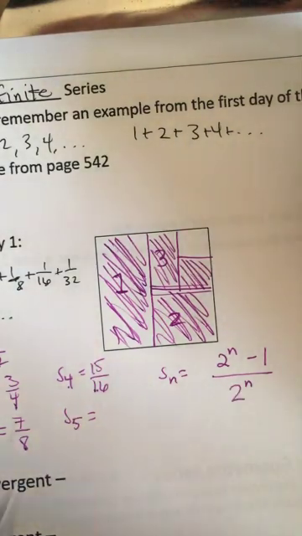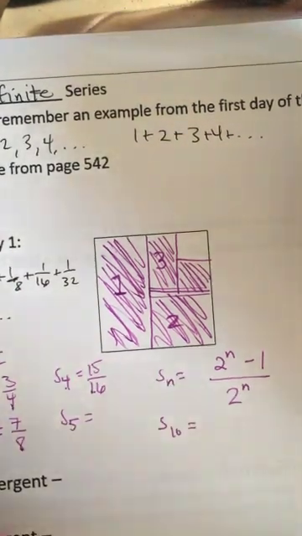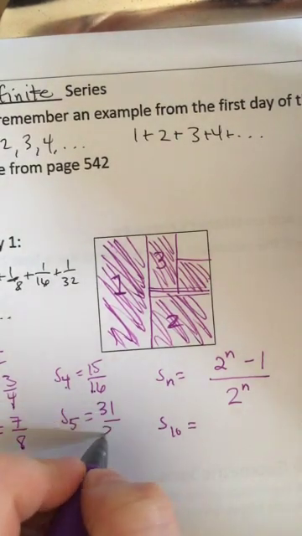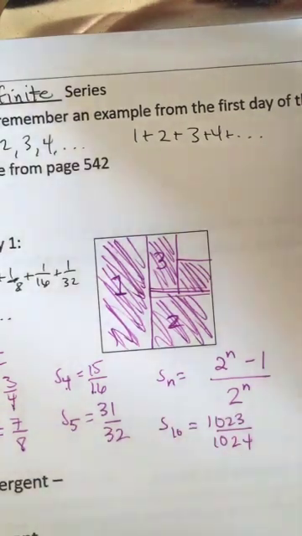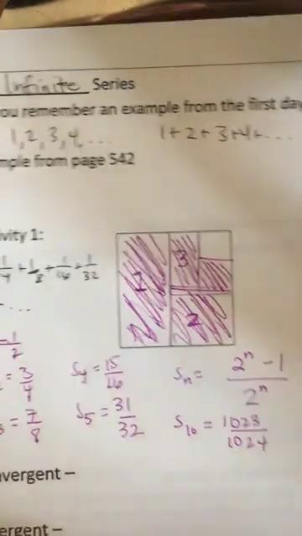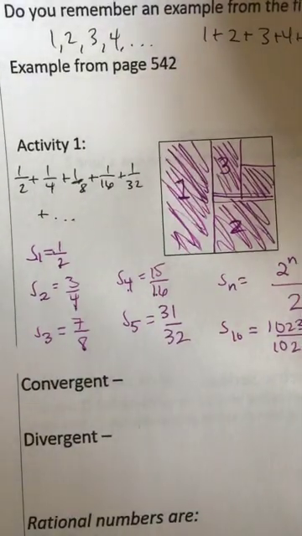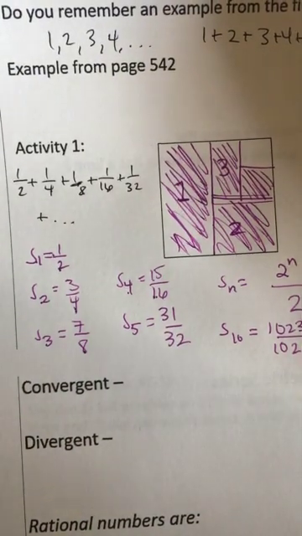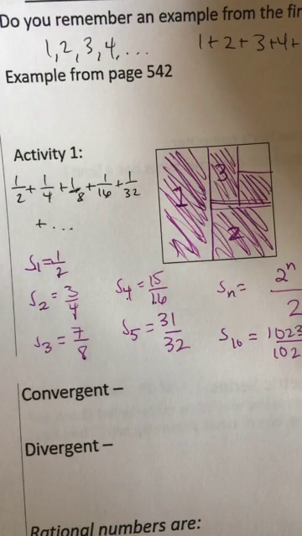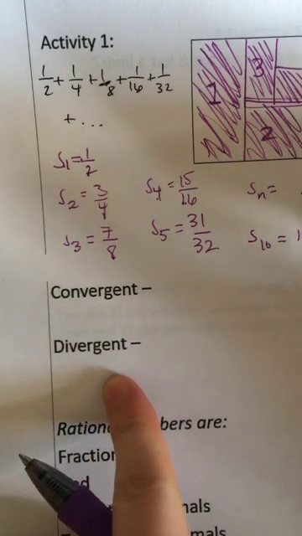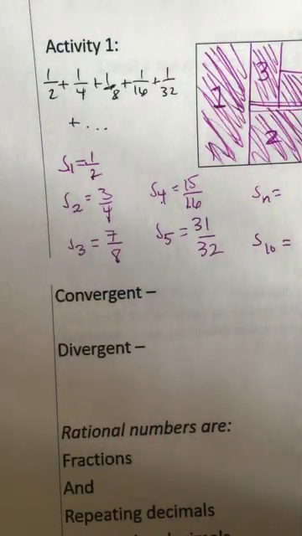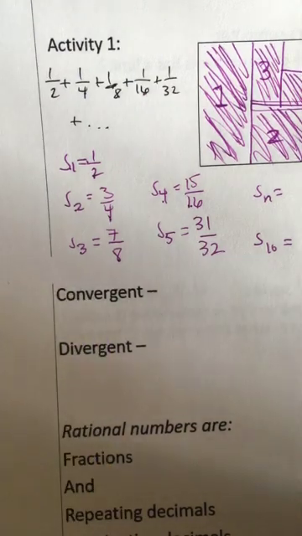And then they want to find S sub 10. So I could do 5, make that 31 out of 32. 10 would be 1,023 over 1,024. So that works through activity 1, so you can visually see your summations. But it's infinite, we could keep going forever. So when things go forever, you can either be convergent or divergent. I want you to read the book and see if you can figure out definitions for those two. I'm going to stop this video and then come back. That way you have to have definitions and you can compare with mine.